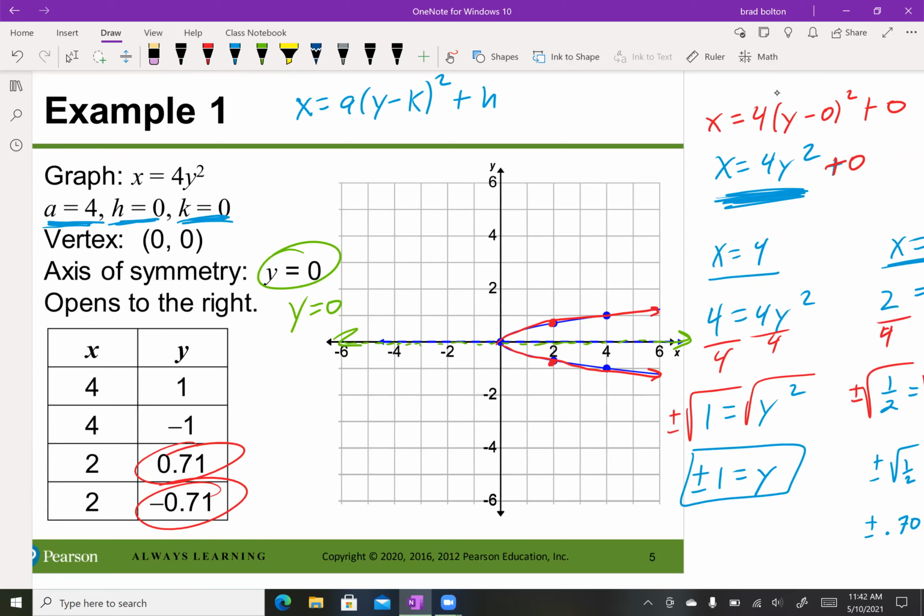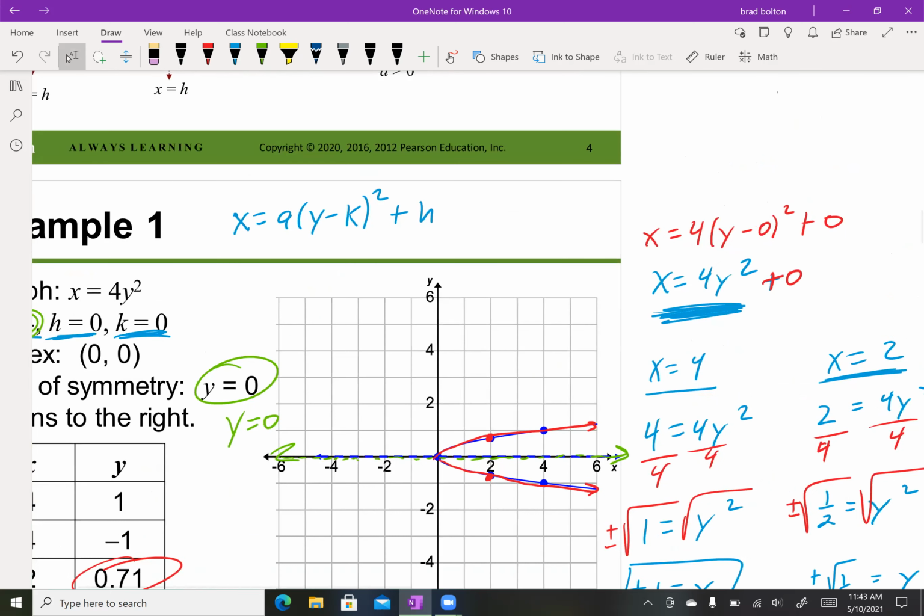It opens to the right. Now, how do we know it opens to the right? Well, because a is a positive number. So a lot of what you've learned previously still applies. So if a is greater than 0, opens to the right. And if a is less than 0, opens to the left. And again, think about it. Negative numbers are on the left side, positive numbers are on the right side.